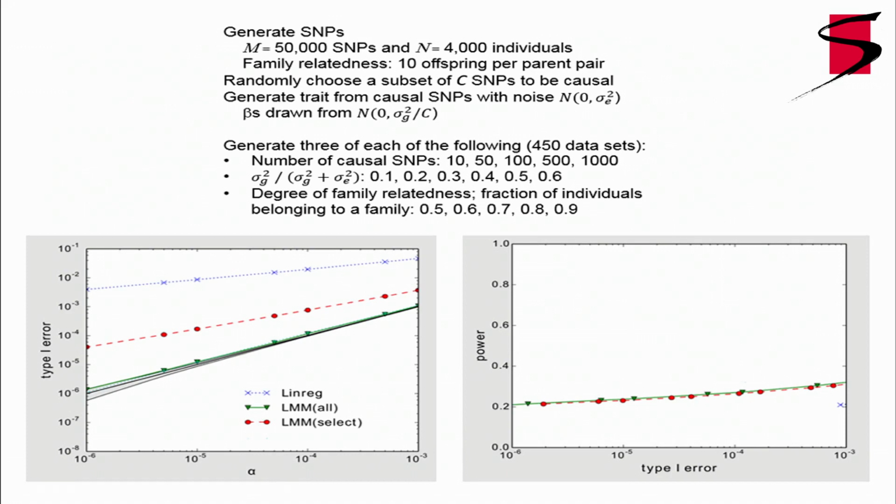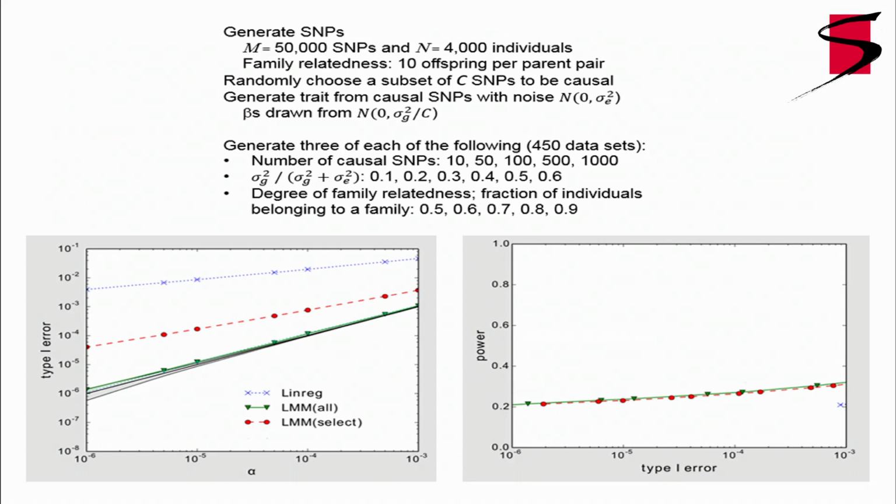Here we generated synthetic SNPs, 50,000 of them for 4,000 individuals. We generated family relatedness. We literally mated individuals in the computer, or maybe not so literally. Figuratively did that. And then we chose a subset of SNPs to be causal. We generated the traits from those with various amounts of signal. And the results you see here are a result of averaging over these different sets of particular experiments.